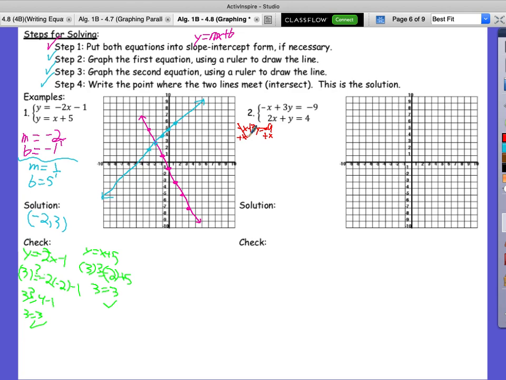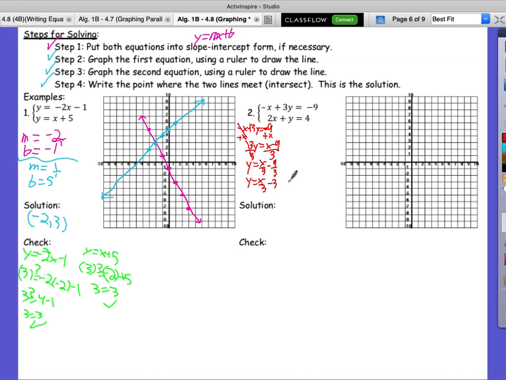Okay. So we add x to both sides. 3y is equal to x minus 9. Right? What else would we do? You have to divide by 3. Divide by 3 on both sides. Always split it up. X over 3 minus 9 over 3. So we get y is equal to x over 3 minus 3.